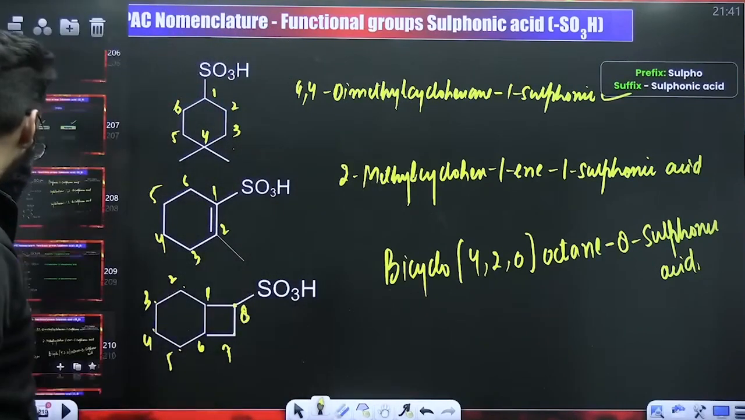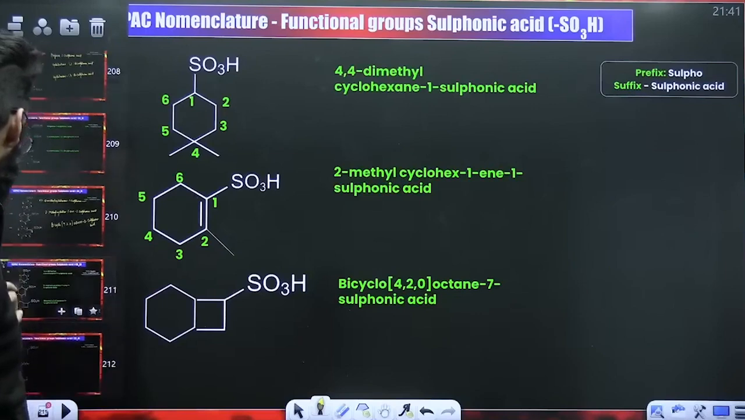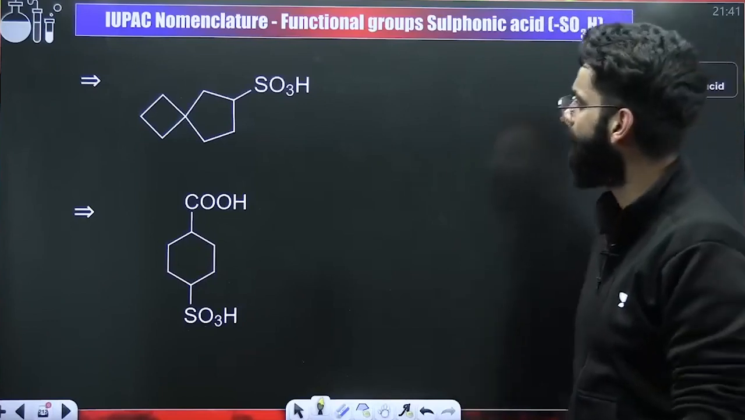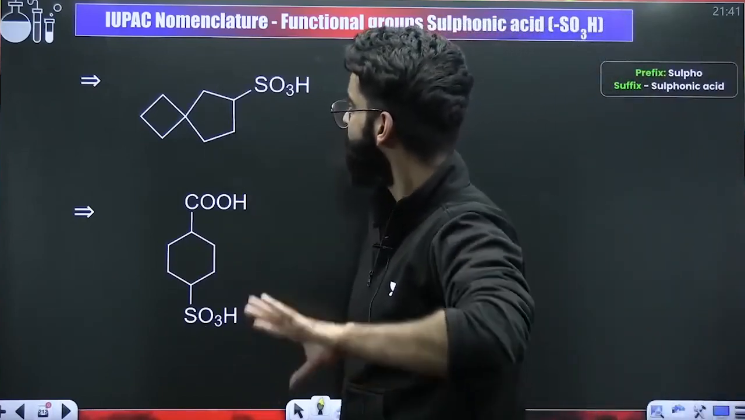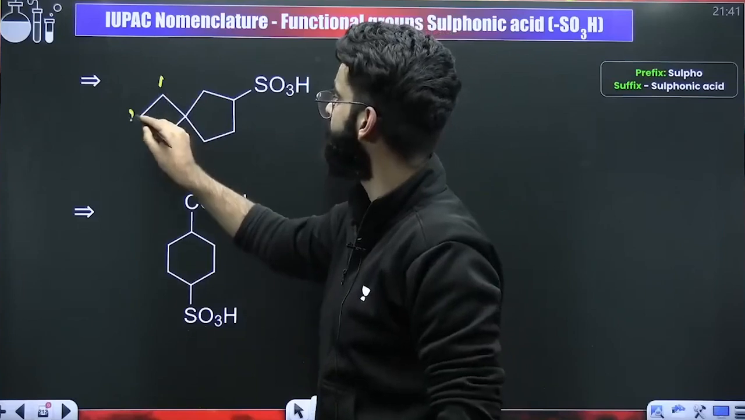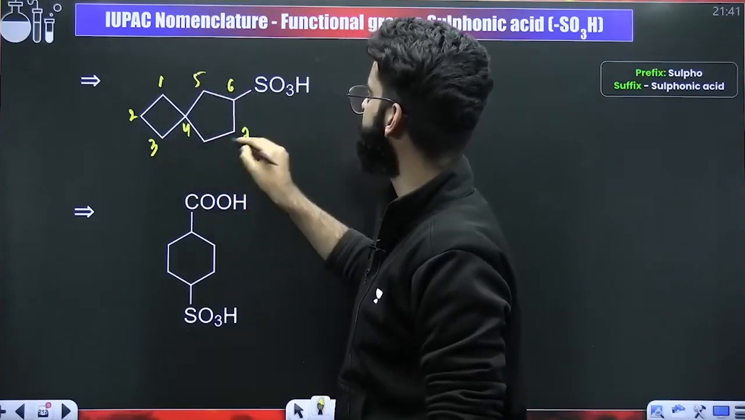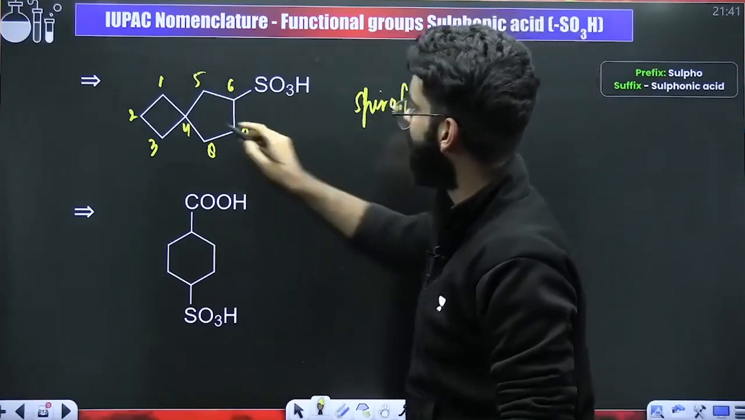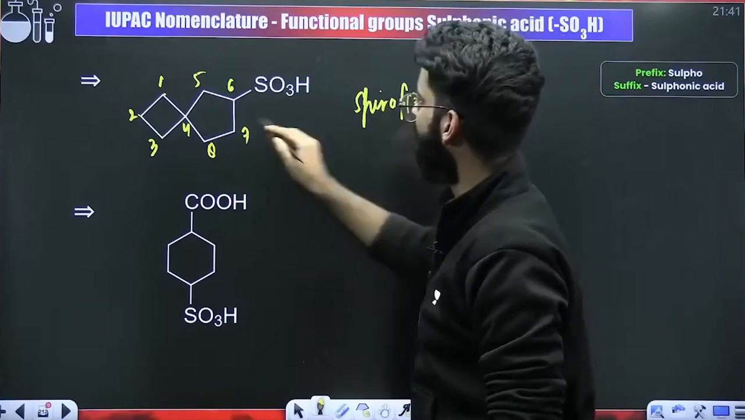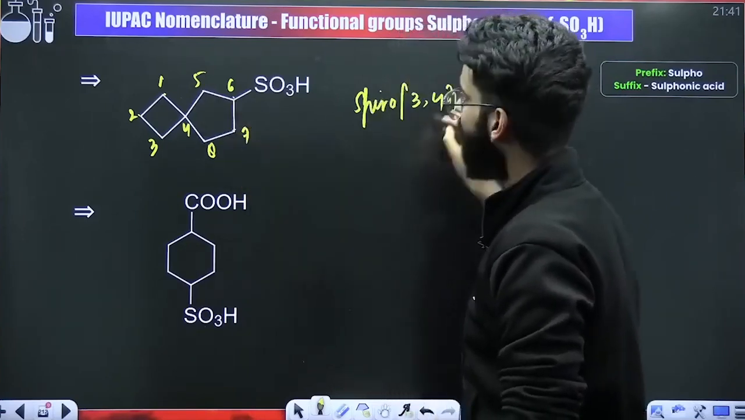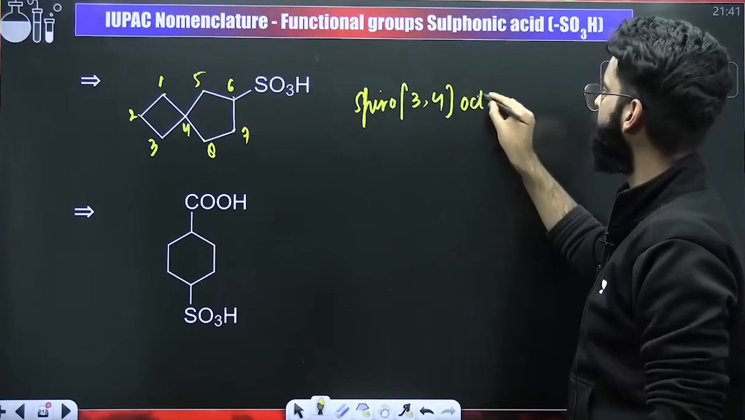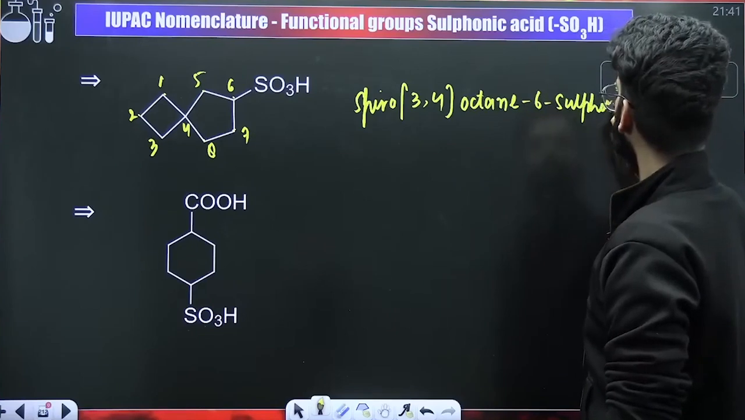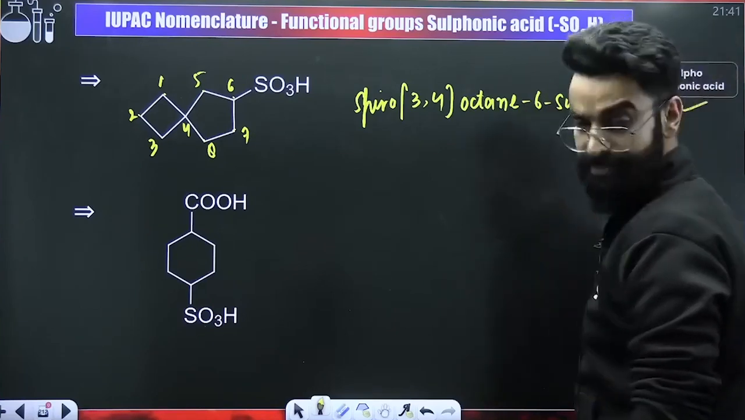Perfect. Now the next one. Look at this particular compound. It's a Spiro one, right? So start from the lesser sized ring. So 1, this is 2, this is 3, this is 4, 5, 6, 7, 8. So first of all, it is going to be Spiro. In the smaller size ring, 1, 2, 3. In the larger size ring, 1, 2, 3, 4, right? In the chain, there are 8 carbon atoms, oct. Everywhere there is a single bond, octane. At 6, there is a sulfonic acid.